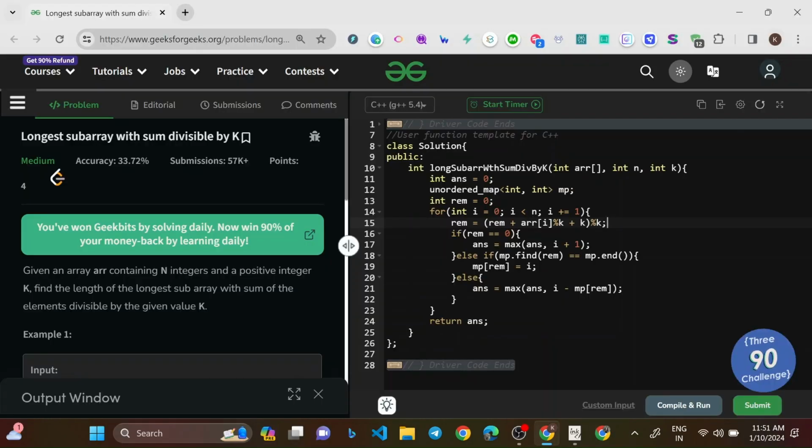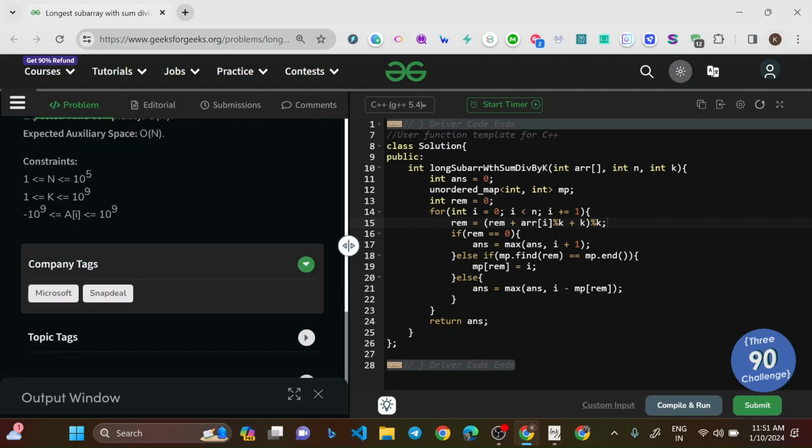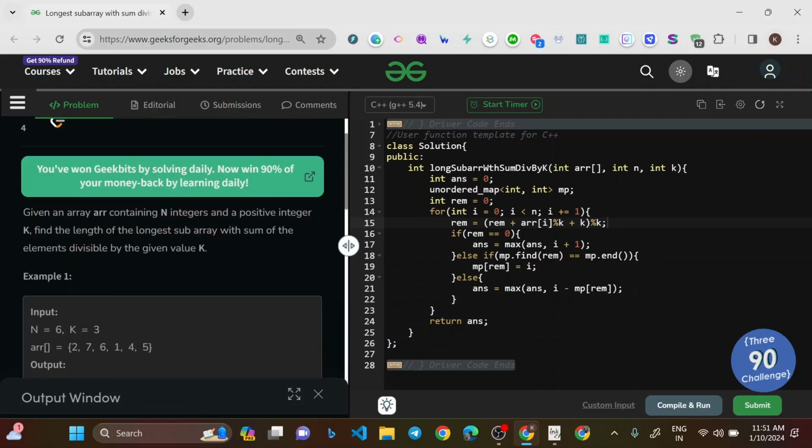So in today's video, we'll be solving the problem longest subarray with sum divisible by k. This is a medium level question and it's the problem of the day on Geeks for Geeks. The company tags of this question are Microsoft and Snapdeal, and the topic tags are prefix sum, sliding window, arrays, hash, and so on. Okay, so let us go to the question now.